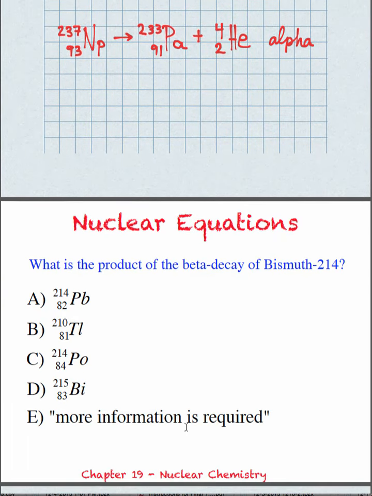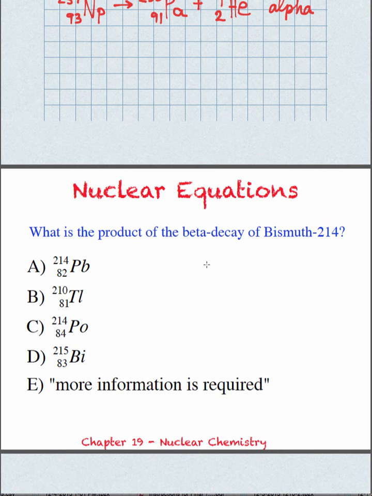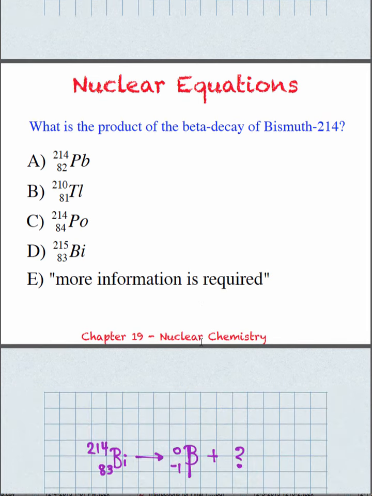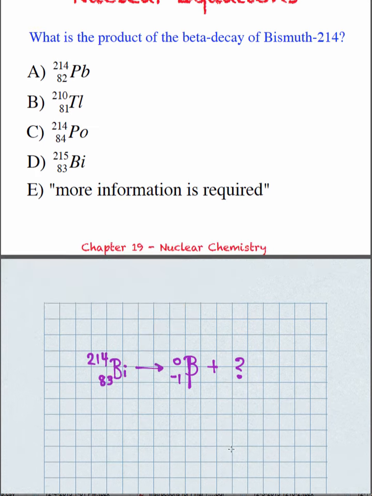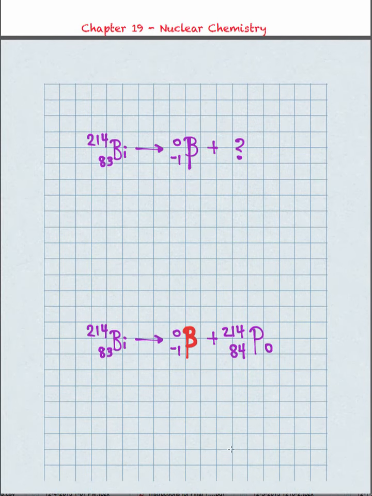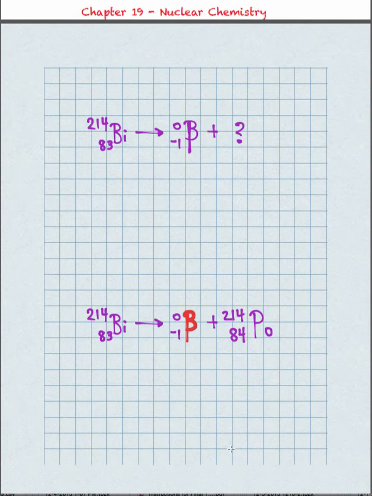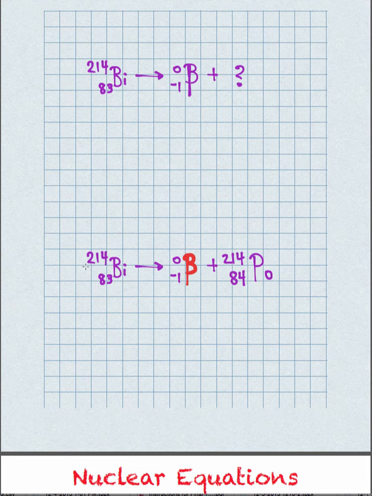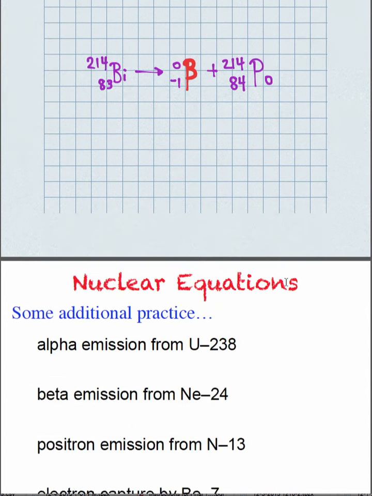What's the product of the beta decay of bismuth-214? Let me write that down. Here's bismuth-214. Bismuth is element 83. The beta decay is the electron, so that's a negative 1 here, 0 here. Negative 1 plus what number gives you 83? Wouldn't it be 82? 0 plus what number gives you 214? Duh, 214. So wouldn't it be something like that? I think, and yeah, it's looking pretty good. So bismuth actually changes into polonium.